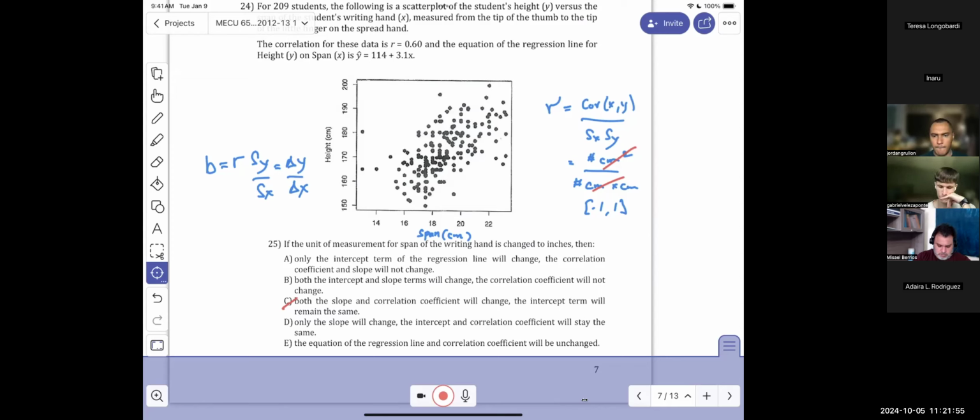If they're the same, I think that's the point. If they're both centimeters and now they changed both to inches, it shouldn't change.